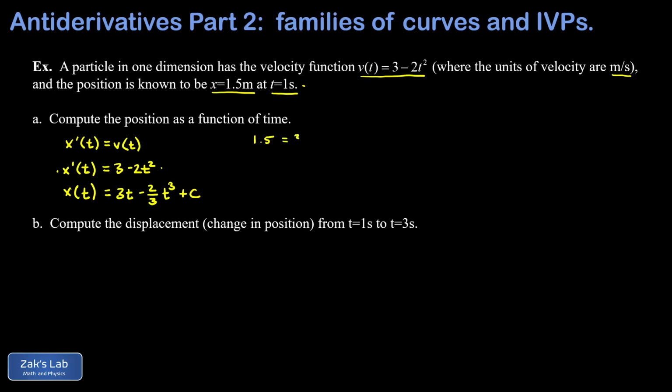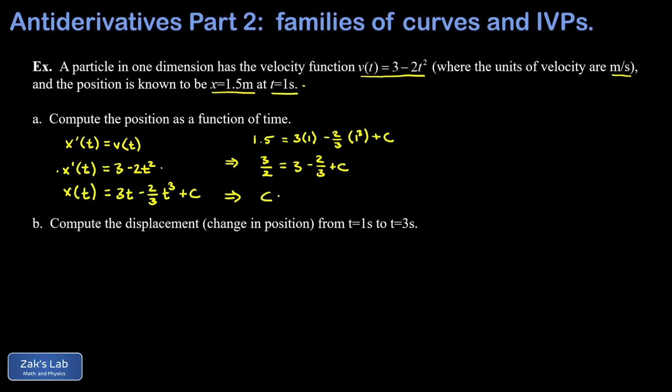So we plug in 1.5 for the position when t is equal to 1. Subbing in t equals 1, the first term is 3 times 1. The second term is 2/3 times 1 cubed. And I have a plus c. We'll clean things up and do it in exact form here. Because I know I'm going to have to deal with some fractions, I'm going to write 1.5 as 3/2. And then I have a 3 times 1, which is 3, minus 2/3 times 1 cubed, which is minus 2/3, plus c. And we can isolate c and then do all the fraction addition and subtraction.